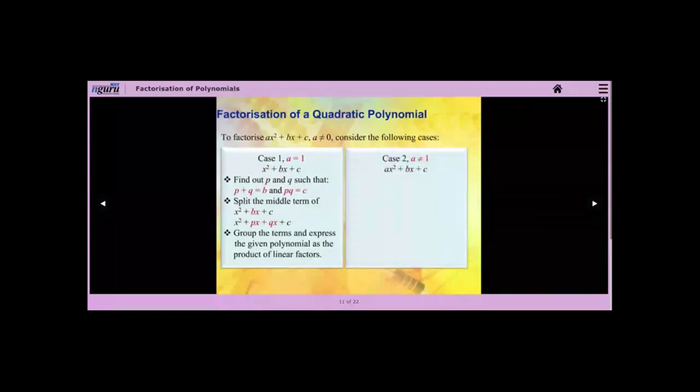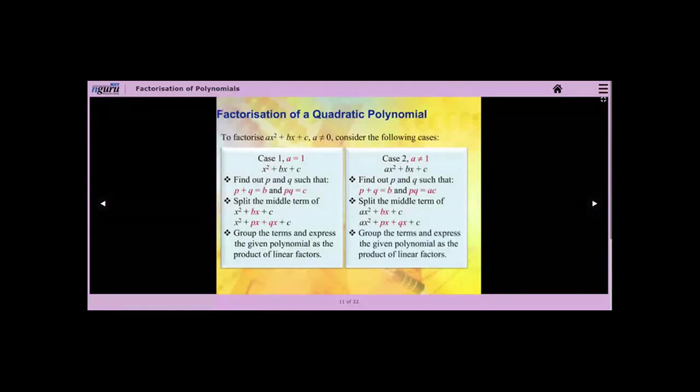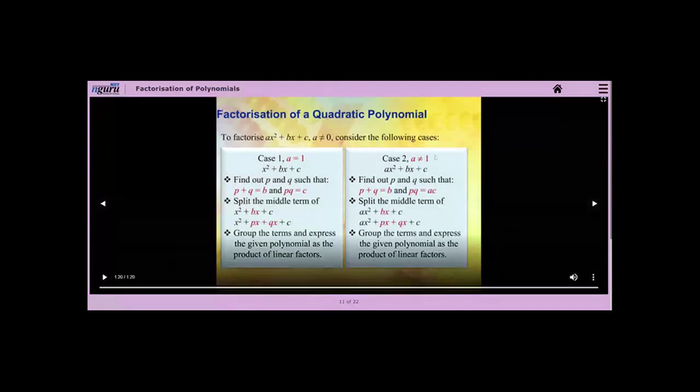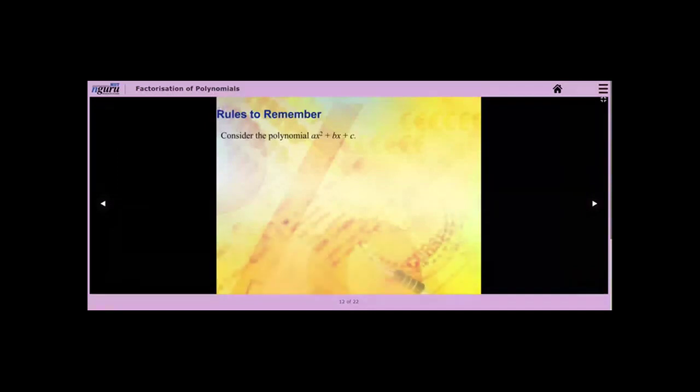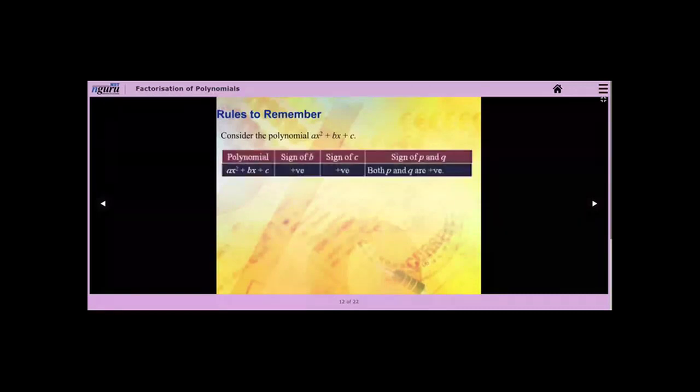Consider the second case, when a is not equal to 1. First, we have to find out p and q such that their sum is equal to b and product is equal to ac. Then we have to split the middle term bx into px plus qx. Once the terms are grouped, we can express the given polynomial as the product of linear factors. Here are some rules to remember while factorizing polynomials. Consider the polynomial ax square plus bx plus c.